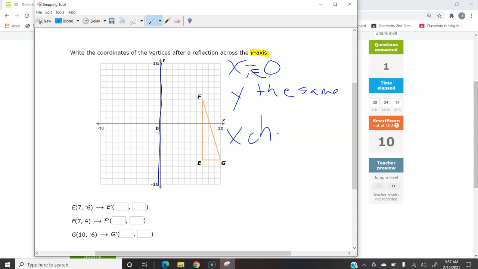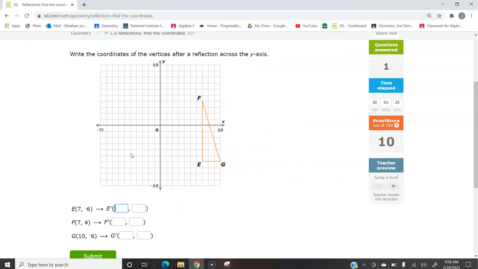X changes signs. Okay. So again, y-axis, y stays the same, x will change signs. X-axis, it's the same concept but switched around. X stays the same, y changes signs. Let's go ahead and do that then.